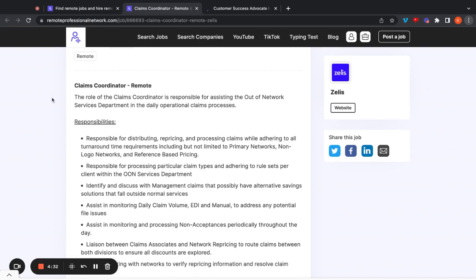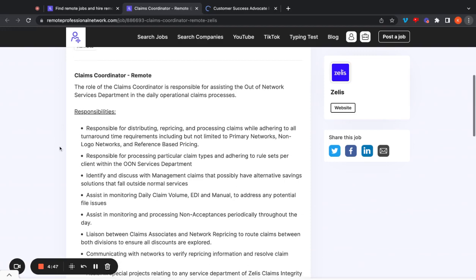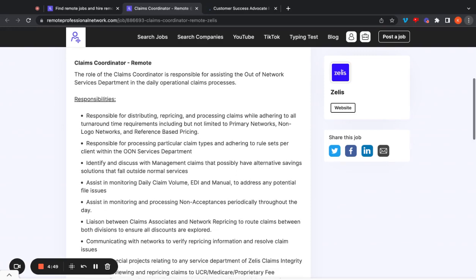The role of the claims coordinator is responsible for assisting the out-of-network services department in the daily operational claims processes. You're going to be responsible for distributing, repricing, and processing claims while adhering to all turnaround time requirements. You're going to be responsible for processing particular claim types.